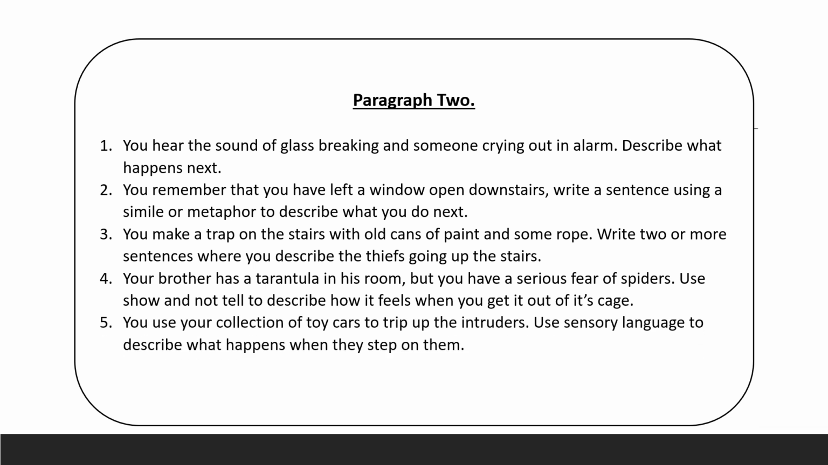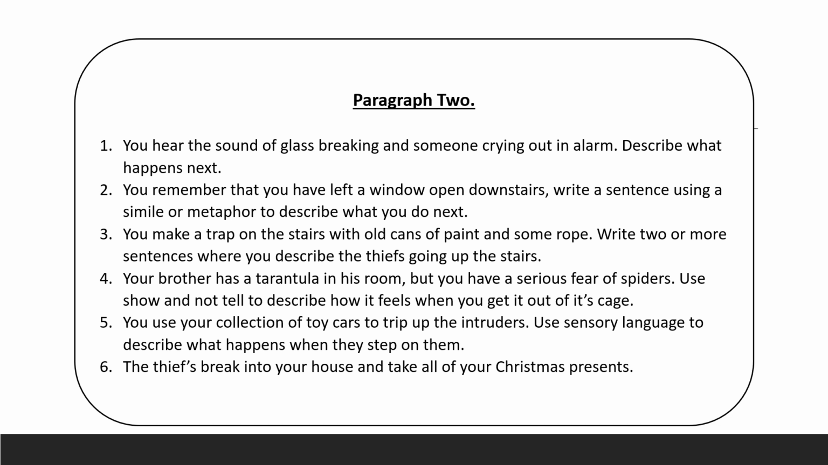Number 5, you use your collection of toy cars to trip up the intruders. Use sensory language to describe what happens when they step on them. And number 6, the thieves break into your house and take all of your Christmas presents. So if you are doing it with the spin or the dice, the basic premise we're working with here is that 6 is not the one that you want. It's not going to be the best outcome. It's important, however, that you think about different scenarios and try and think about how you can actually describe them and how you can make them quite interesting for the reader and help them actually get a lot out of your writing.